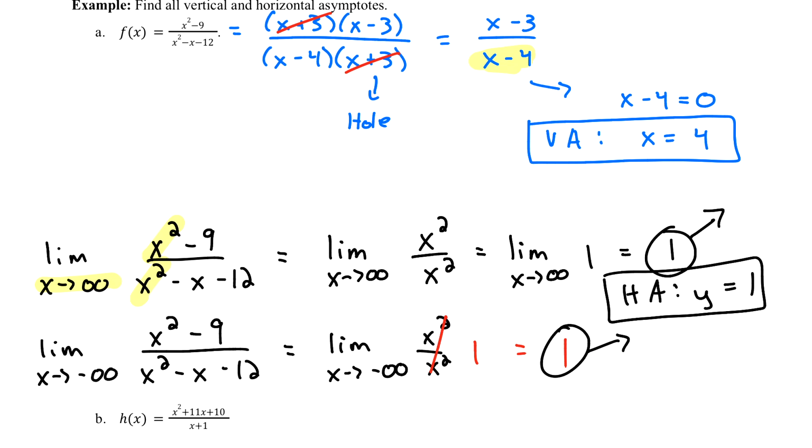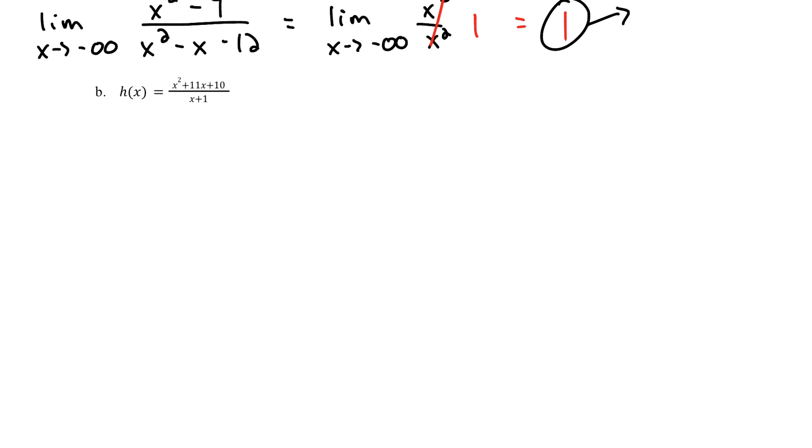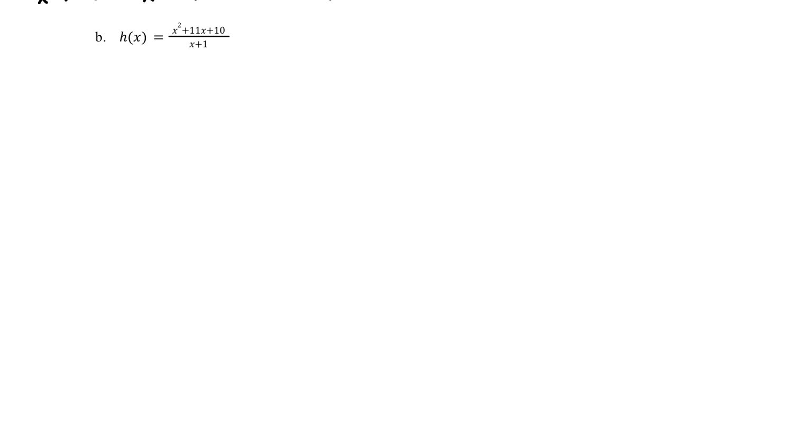Let's take a look at one more here. We've got h of x equals x squared plus 11x plus 10 all over x plus 1. So I would encourage you to pause the video here for a moment and try this one out. See if you can find your vertical asymptotes and your horizontal asymptotes. And I'll warn you, be careful here. I am trying to trick you a little bit on this one.